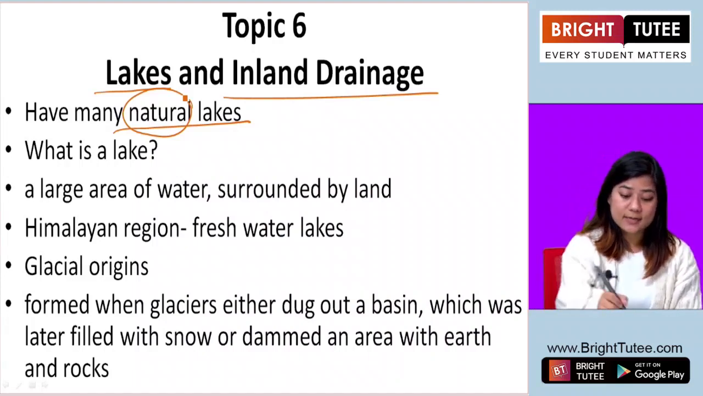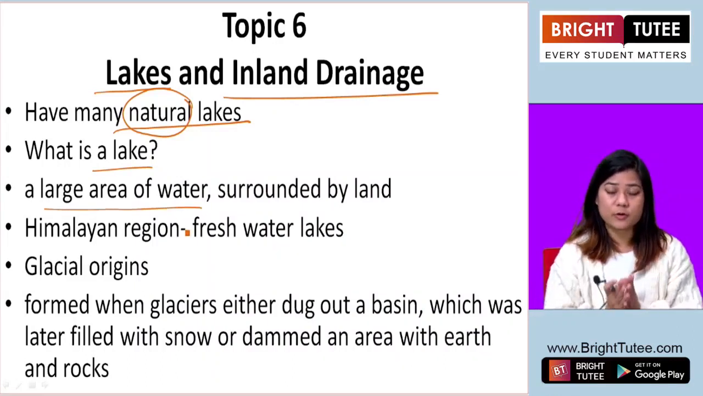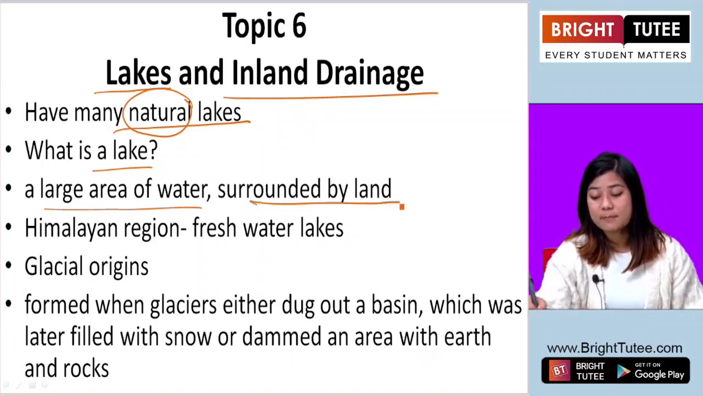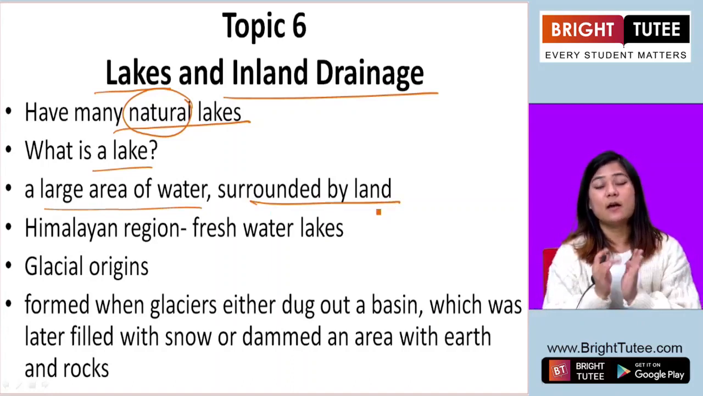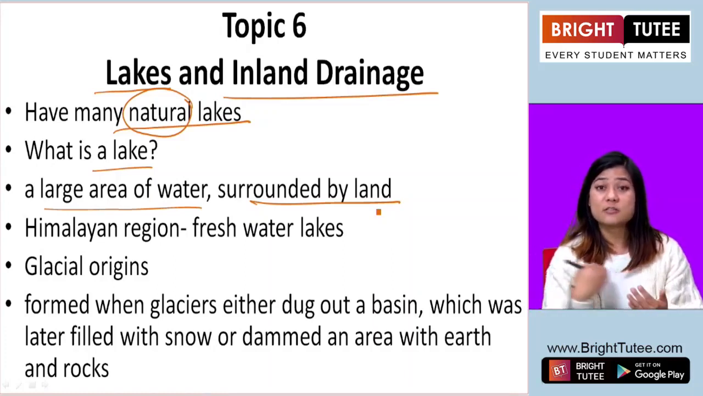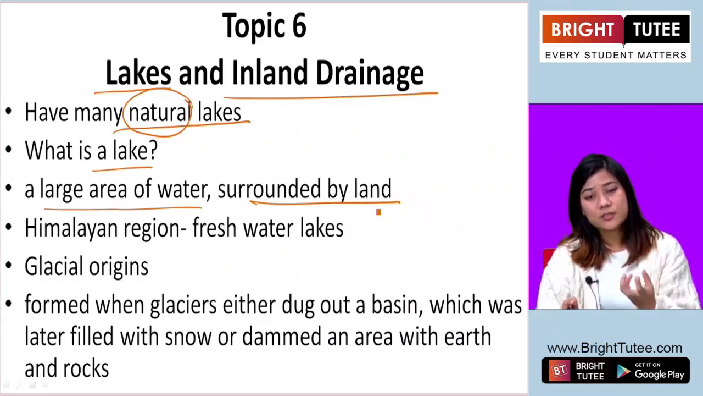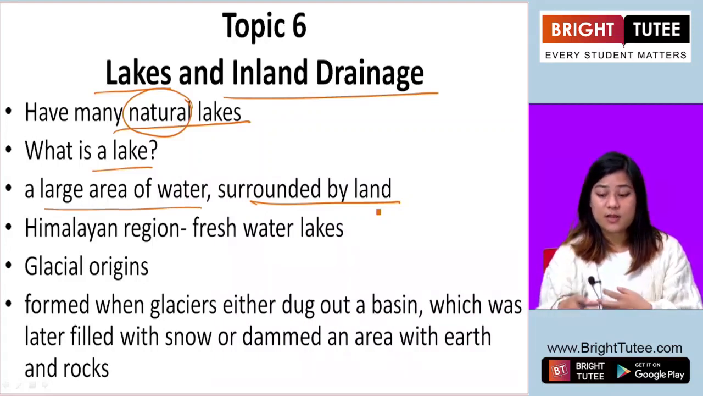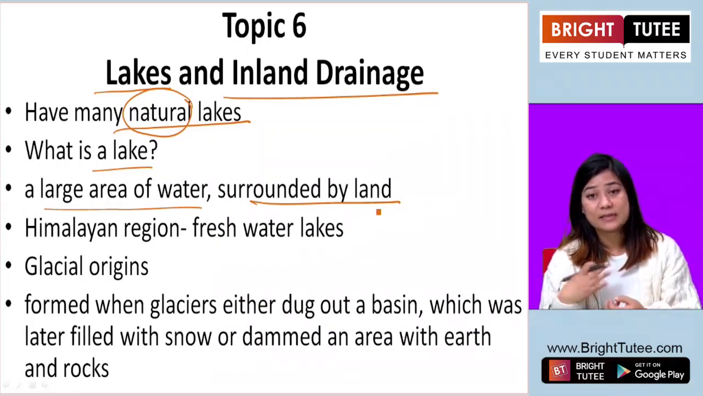Now, what is a lake? A lake is a large area of water. It is also a water body, just like the sea. Okay, but the water is surrounded by land. Now a peninsula, interestingly, is land which is surrounded by water on its three sides. Sea is a smaller part of a water body, the ocean. Now lakes are water bodies which are surrounded by land.